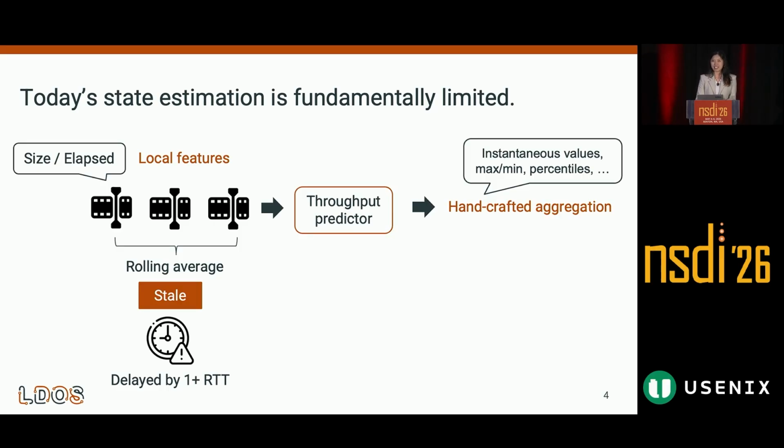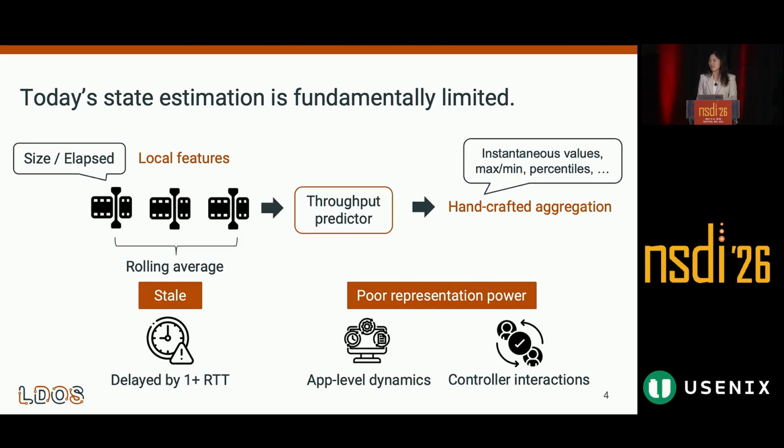First, the state you're observing is fundamentally delayed, because all these signals are derived from past observations, which are delayed by at least one or more RTTs. And then the controller is always reacting to stale information.